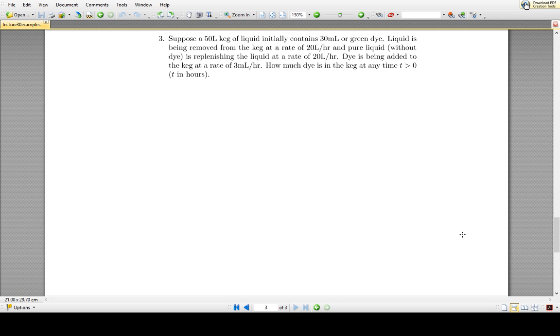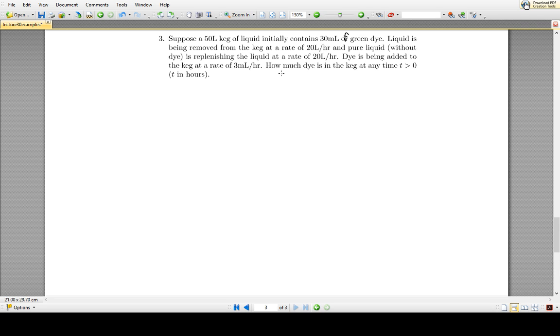So suppose you have a 50-liter keg of some liquid, and it initially, for some reason, contains 30 milliliters of green dye. Liquid is being removed from the keg at a rate of 20 liters per hour, and pure liquid without the dye is replenishing the liquid at a rate of 20 liters per hour.